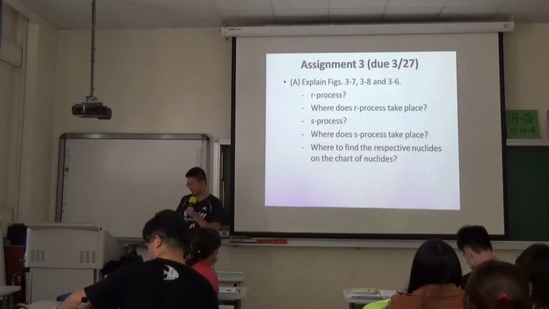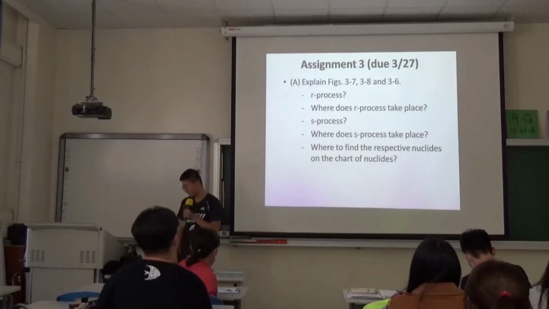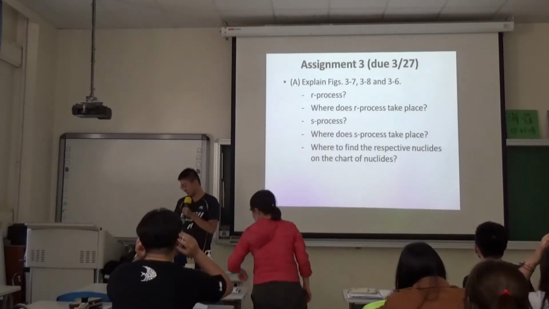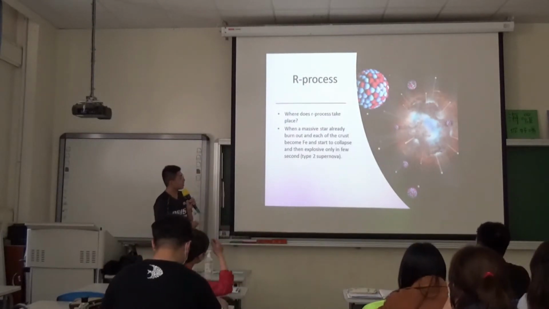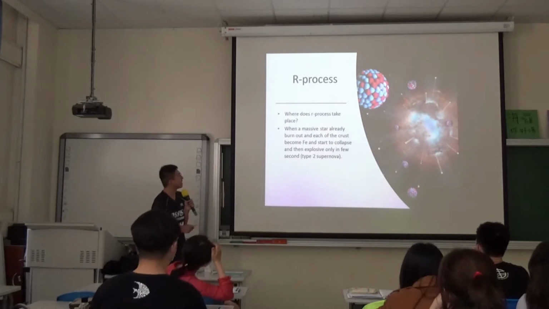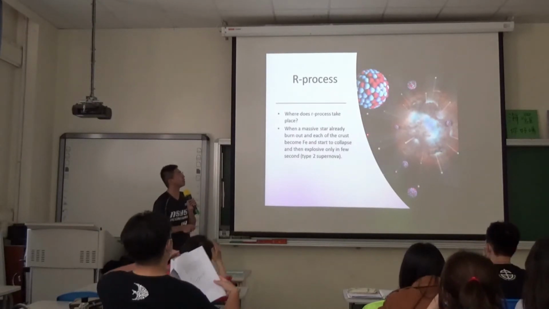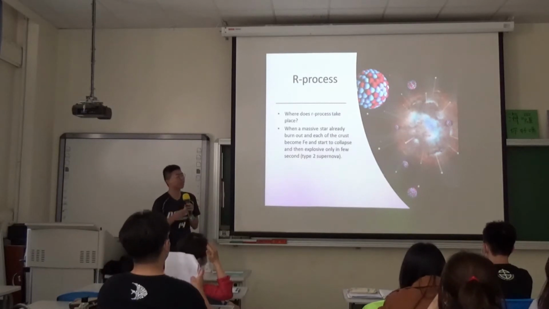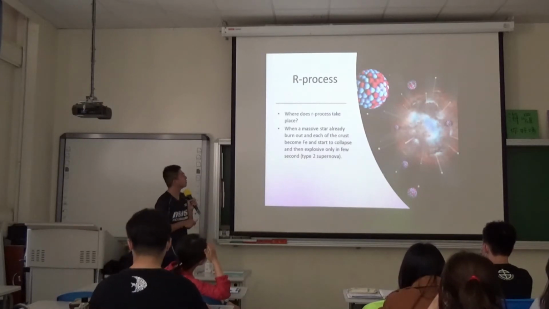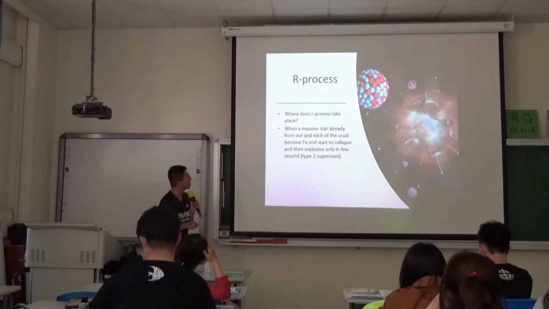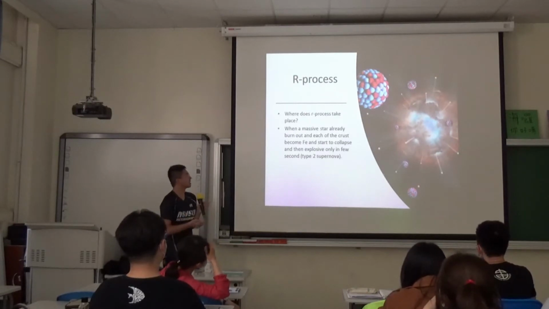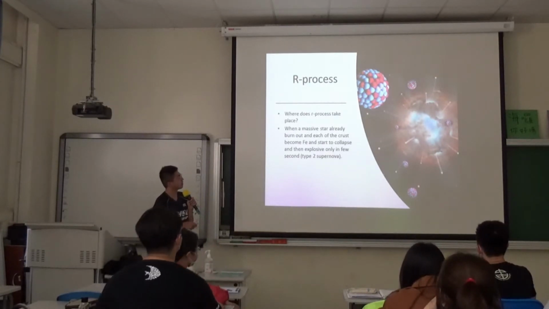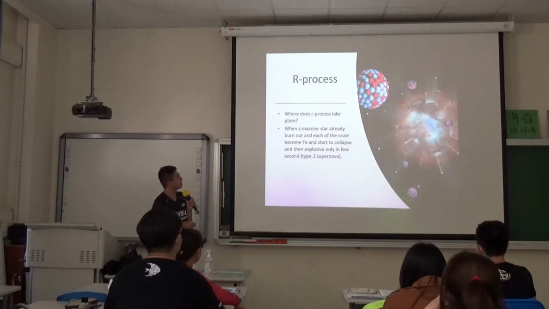First, we have to explain figures 37, 38, and 36. First, the r process. Where does the r process take place? When a massive star has burned out, its core becomes iron and starts to collapse, and then it suddenly explodes. Only in a few seconds, this r process takes place.